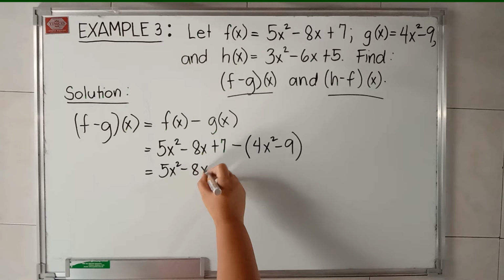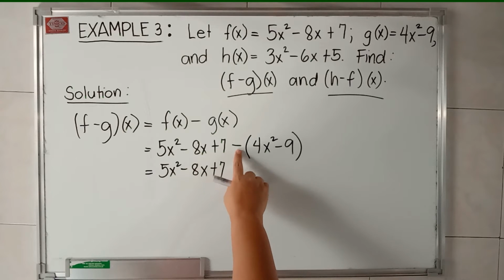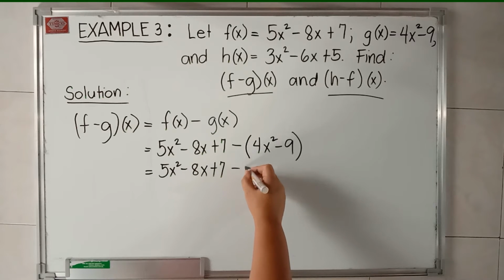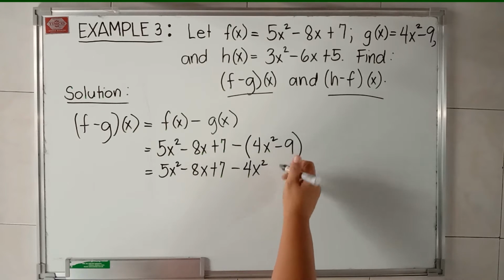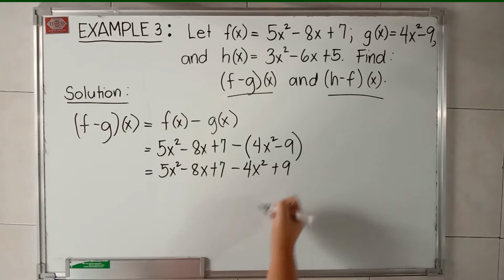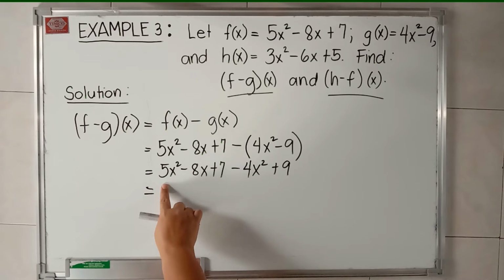So, rewriting 5x squared minus 8x plus 7. Multiply the negative sign first to each term. So, negative 4x squared. Negative times negative is positive 9. So, that is the purpose of the parentheses. So, rewrite.